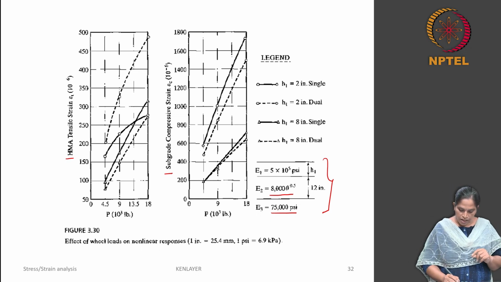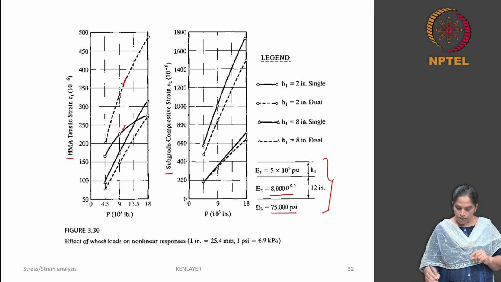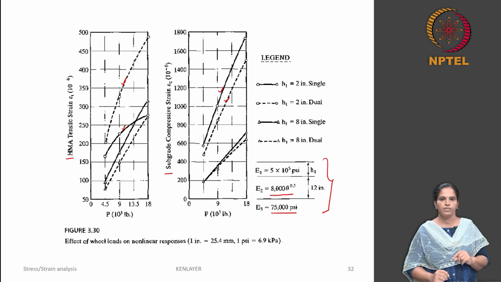You can also see that when the thickness of the HMA layer is thin, that is for a 2-inch thickness, the influence of nonlinearity in this case and this case is more pronounced compared to the thick asphalt layer. This is the same case even here. When the layer thickness is small, the nonlinearity influence is more pronounced when compared to the thick asphalt layer here.